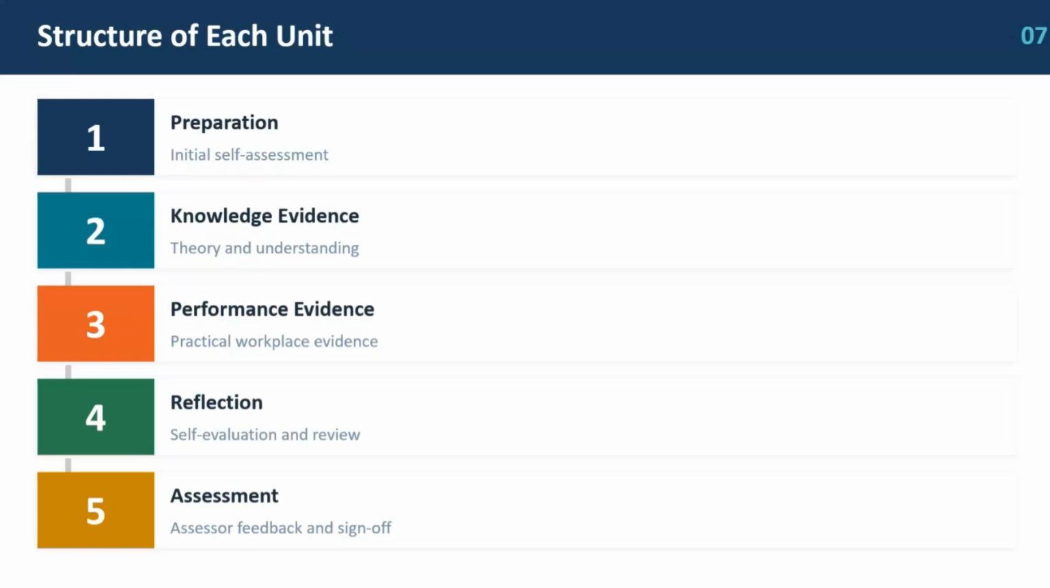For you guys, you have to go through the structure from 1 to 4. You have to fill your preparation. That is your before knowledge, the knowledge you have for that unit. And second one is the knowledge evidence. Third one, performance evidence. And after completing the performance evidence, you will review and assess if your information and knowledge is improved or not, right? This is a self-evaluation form. And last one is for your assessor, for me, for assessment to give you guys the feedback for each unit.